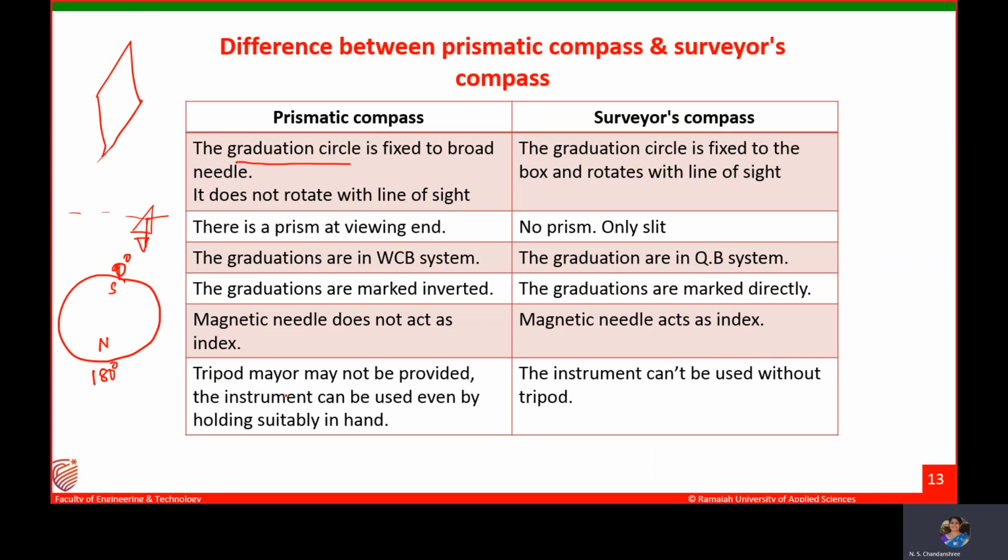Next, stand may not be provided, and the instrument can be used suitably by holding it in the hand. As we all know, the tripod stand used for the prismatic compass doesn't have adjustable legs, so sometimes it becomes very difficult for us to set the instrument in a hilly terrain, or if the terrain is rough. In that case, we can hold the instrument suitably in the hand and then measure the angles or the bearings. But in case of the surveyor's compass, this cannot be used without a tripod stand.